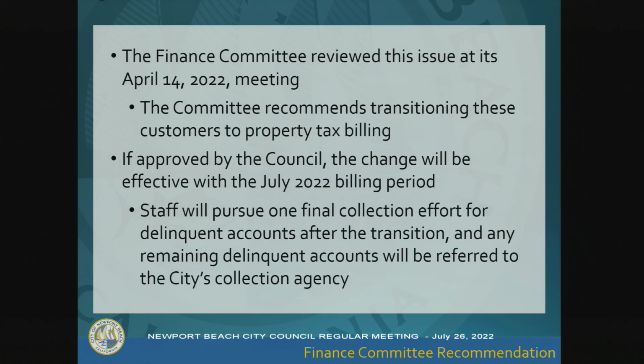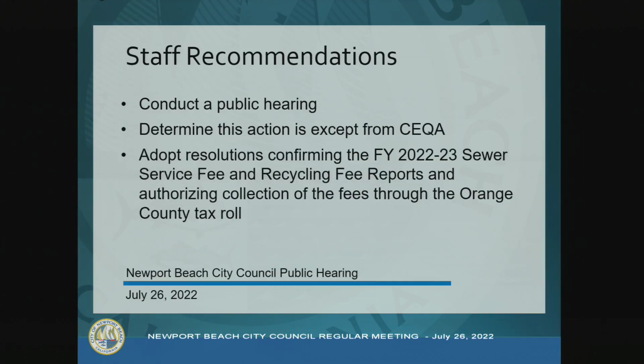The Finance Committee looked at this on April 14th at their meeting, and we received a unanimous endorsement from the Finance Committee to move forward. We have the bills on hold for July, pending the Council's approval of this item, and we would then suspend the former billing process effective July 1st and move to the property tax roll. And with that, our recommendations are on the screen. Happy to answer your questions.